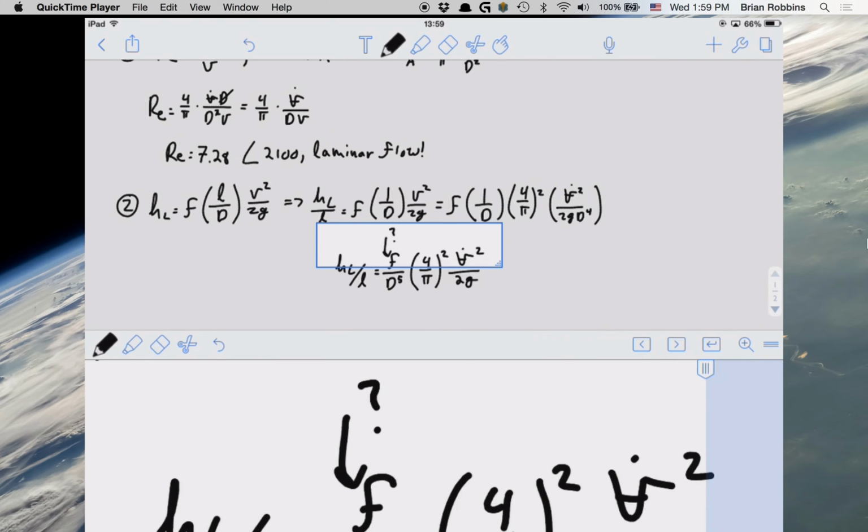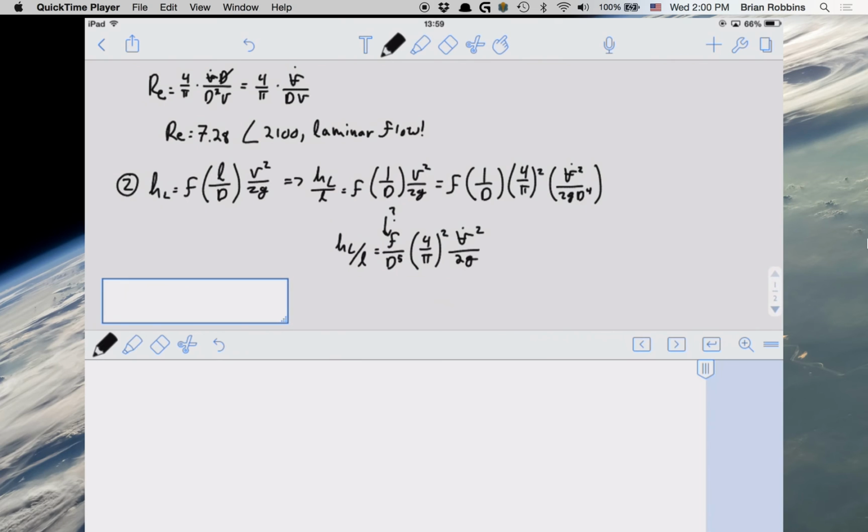Luckily we've already calculated our Reynolds number. Using that, we've also determined that we have laminar flow in our pipe. So now we know exactly how we need to calculate our Darcy friction factor, which for the case of laminar flow is actually really simple. We just use the relationship 64 divided by the Reynolds number to calculate our Darcy friction factor.